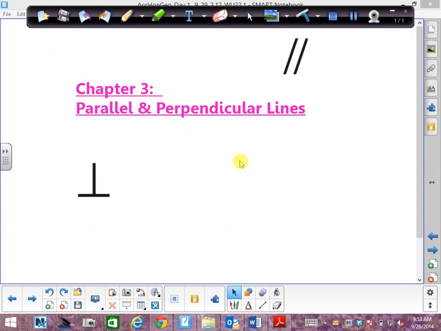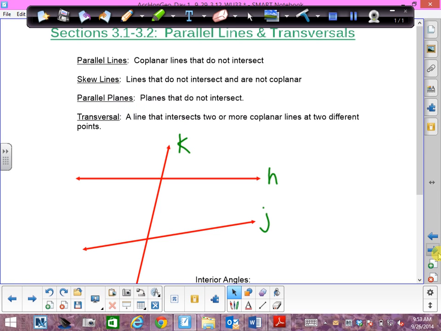Alright, so we are going to start chapter 3, which focuses on parallel and perpendicular lines. Some of this will be review from Algebra 1, and some of this will be new, because we'll learn some different postulates and theorems and properties that apply to parallel and perpendicular lines. First, we need to look at a couple of key definitions.